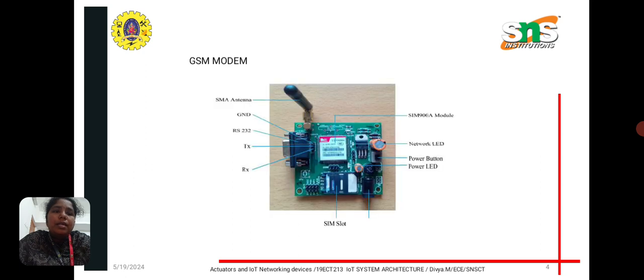This is the GSM modem. We have an antenna, and we have to connect an RS-232 cable. We have a transmitter pin and a receiver pin, and a SIM slot in the GSM module. We also have a power button, a power LED, and a network LED. In the SIM slot we insert a SIM card so that we can transmit and receive data through the mobile network.